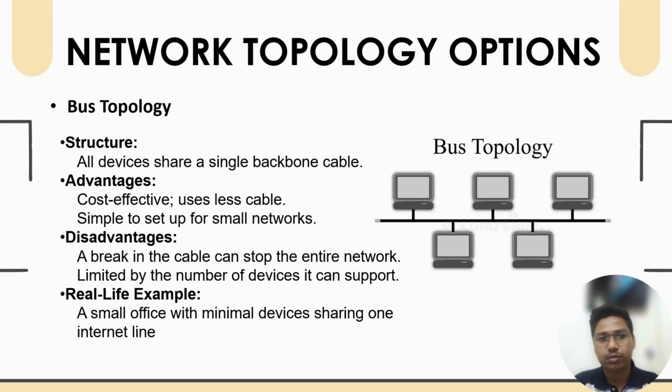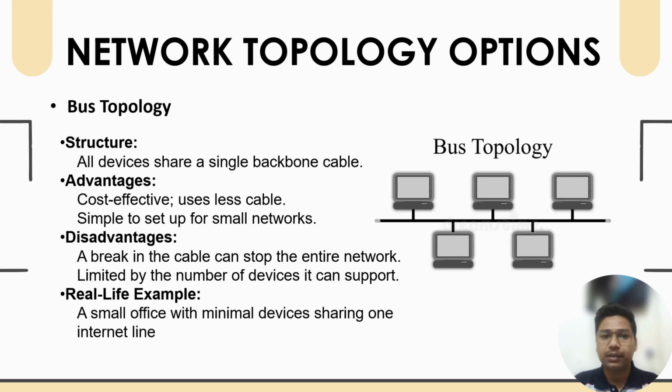However, it has also some drawbacks. If the backbone cable breaks, the entire network stops working. Imagine a train where all the compartments are connected by a single chain. If the chain breaks, the train cannot move. It supports a limited number of devices. As more devices are added, the network slows down.